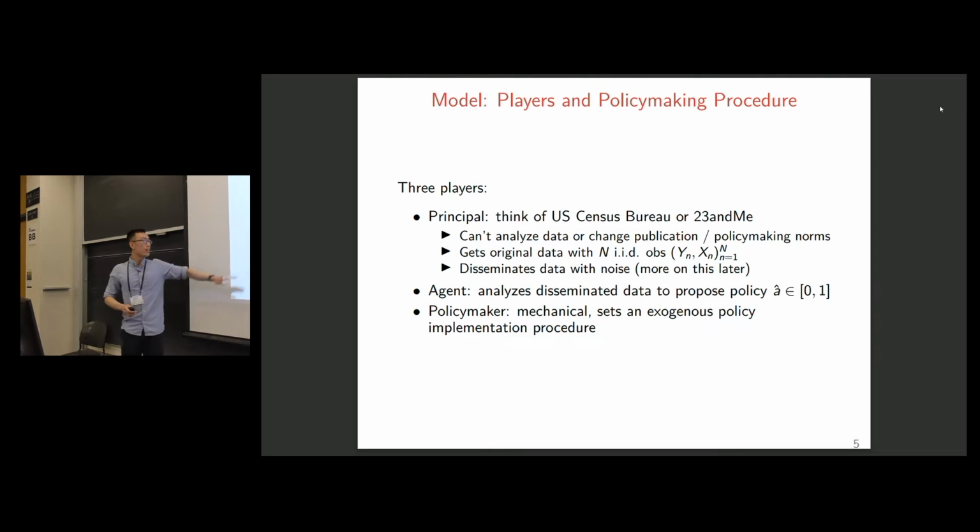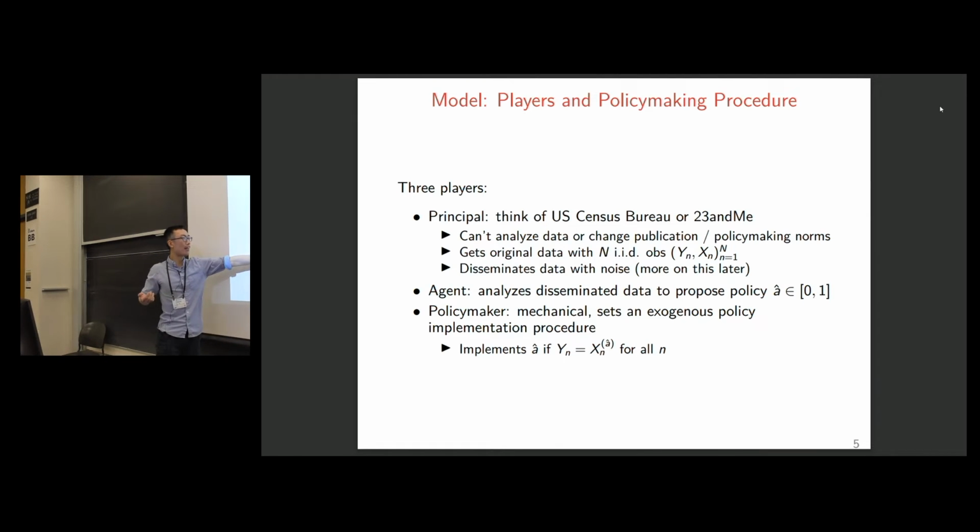Okay? A third player is a policymaker, and the policymaker here will be purely mechanical. But the policymaker here has this implementation procedure that decides how the proposal is or is not implemented in policy. And here we'll be looking at a very simple procedure where this proposal A hat is implemented if and only if, when I look in the original data set, I see that this A hat covariate is indeed perfectly correlated with the outcome. Someone has this A hat gene if and only if they have the disease. Okay? If that's the case, A hat is implemented. Otherwise, it is not implemented.